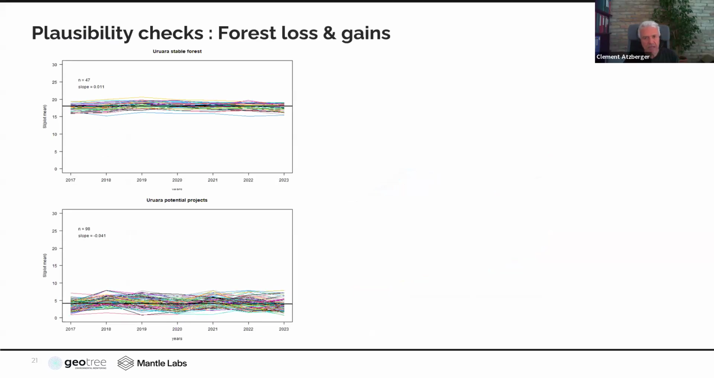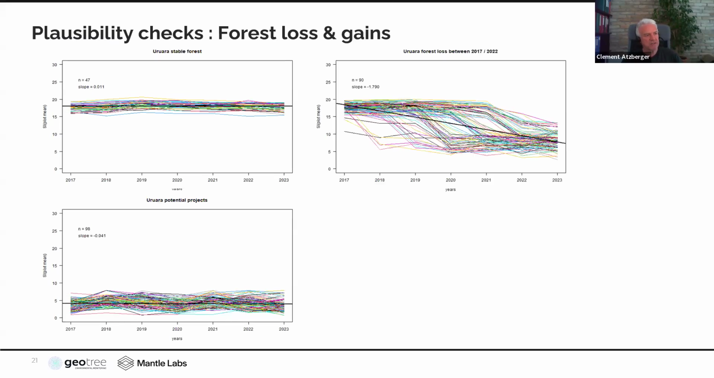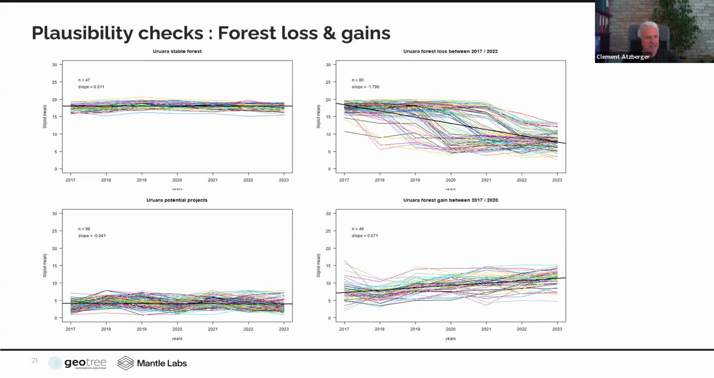Same here, we manually delineated some stable forest and some pastures. Again, these are just plausibility checks, so it looks how it should look. Here we manually found some plots where we know they were deforested, and you see exactly in which year the deforestation apparently took place. And we also have some test polygons where we are sure there was some forest gain happening.